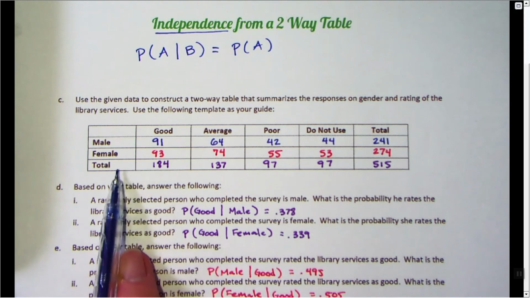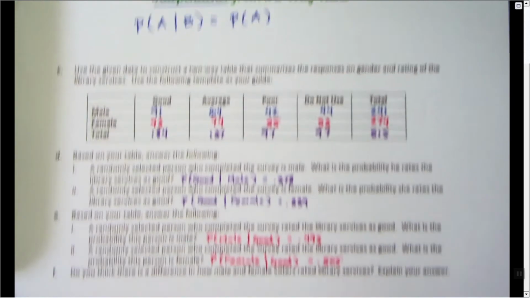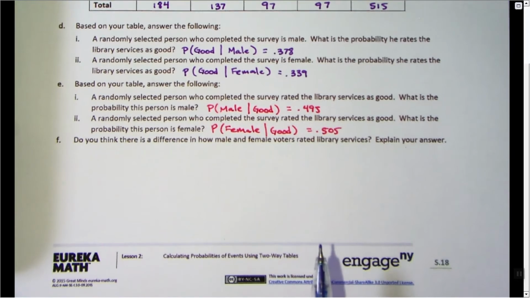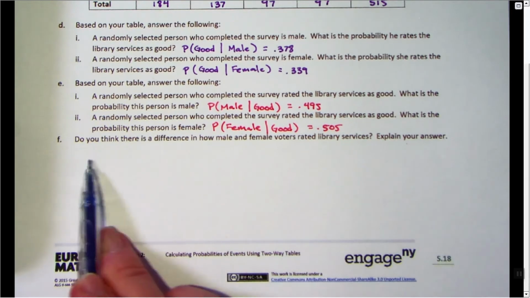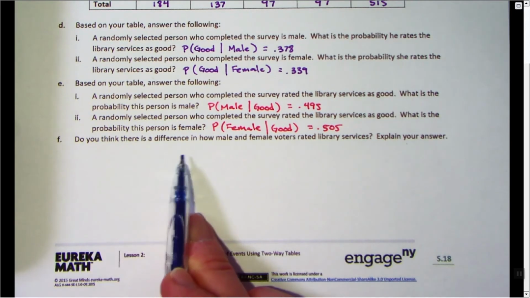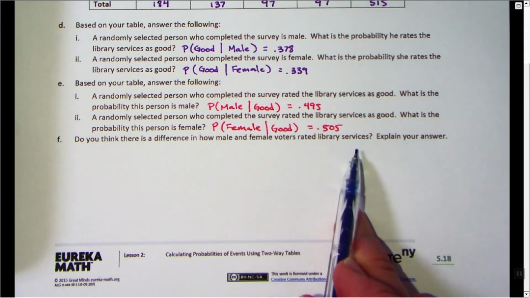I've already filled out this two-way table. See that video if you want to look up how to do that. I also have these conditional probabilities already filled out from a previous video, so watch that video as well. I'm answering the question of, do you think there is a difference in how male and female voters rated the library services? Explain your answer.